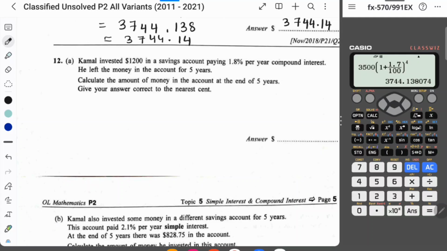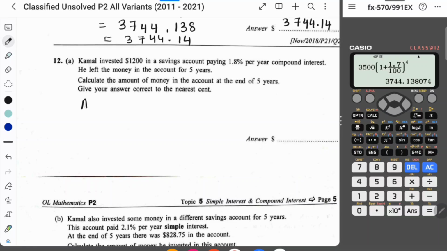All right, the next question, a few more questions to solve on compound interest. So this is: Kamal invested $1,200, means principal is 1,200, in a saving account paying 1.8% per year compound interest. The rate is 1.8%. He left the money in the account for 5 years, and n is 5. Calculate the amount of money in the account at the end of 5 years. Give your answer correct to the nearest cent.